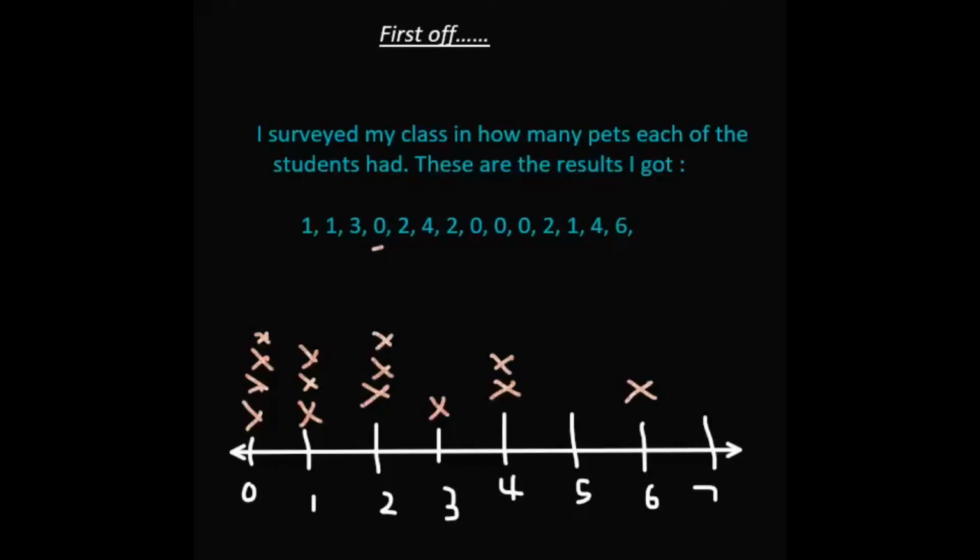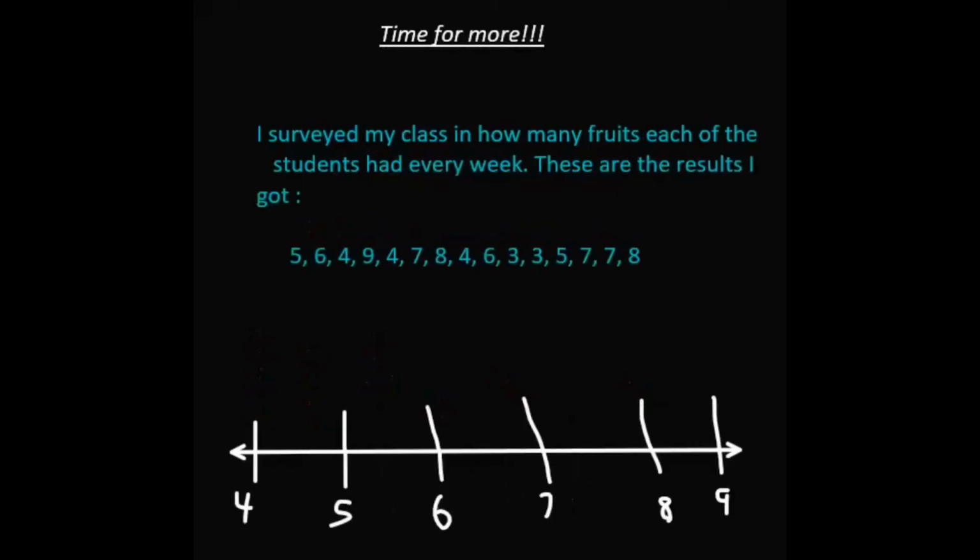So now let's do some more. So the next prompt is, I surveyed my class for how many fruits each of the students ate every week. These are the results I got. So these are the numbers and this is the line plot. This is a good example of what I was about to say. The numbers don't always have to start from 0 or 1. They can start from like 4, which is where it starts here, and it can go up to whatever number.